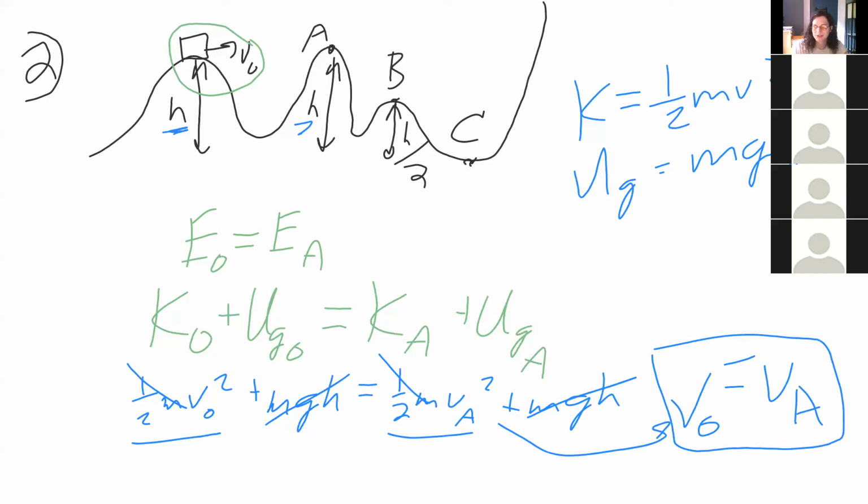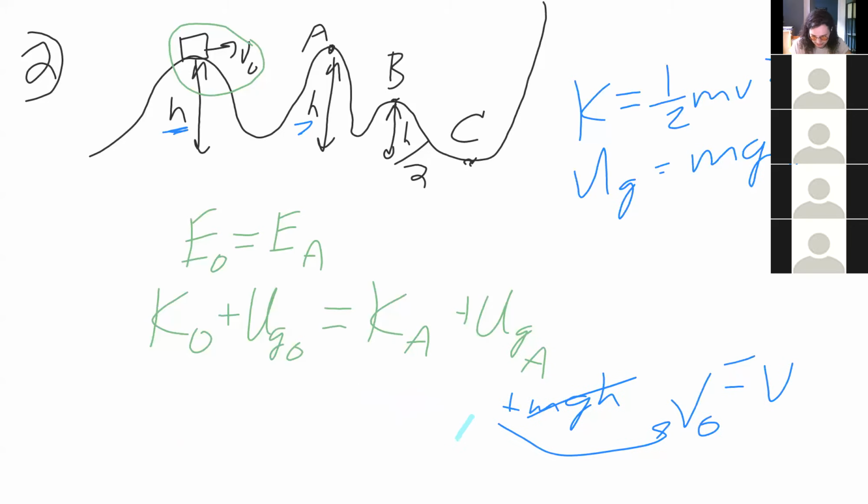Why does this happen? They're at the same height. So conceptually, you could answer this question immediately by saying, since A is at the same height as the initial position, the speed's not going to change. We can give everyone a second to copy that down, if anyone is copying it down. We could do a basically identical calculation for any of the other points.